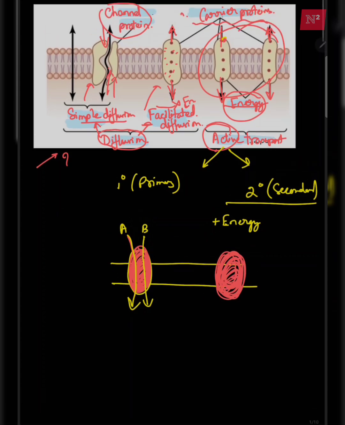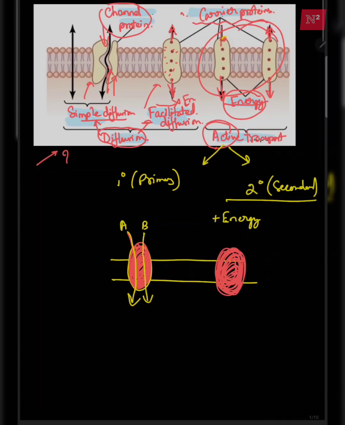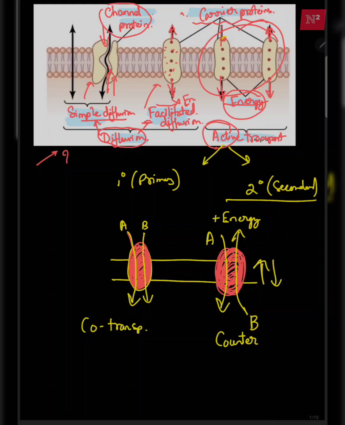or there are certain carrier proteins which help in transporting the substances in opposite directions. So if A goes from outside to inside, B goes from inside to outside. The left picture is showing you the co-transport mechanism of secondary active transport, and the right picture is showing you counter transport. So there is a counter direction, the counter transport of secondary active transport.